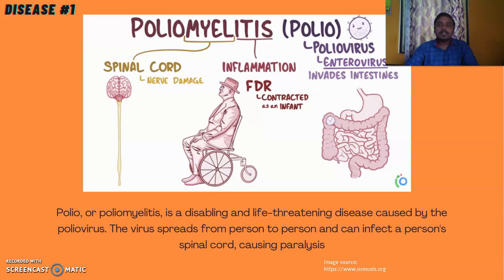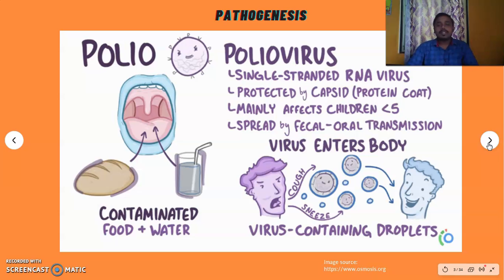So poliomyelitis is caused by a virus. The virus is an enterovirus, which we call the polio virus. This polio virus causes polio or poliomyelitis, which is a disabling and life-threatening disease caused by this virus. This virus spreads from person to person and can infect a person's spinal cord, leading to paralysis. So we'll see how the polio virus does this to the body.